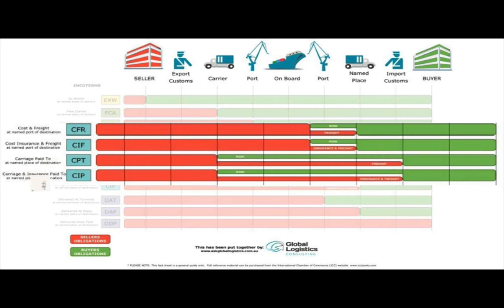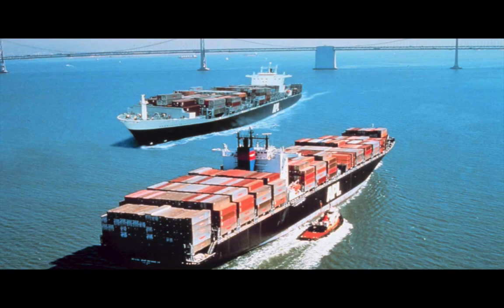And finally, we have carriage and insurance paid, and that's where the seller will pay the insurance and freight charges all the way to import customs, even though the buyer will bear the risk of loss. So those are your general Incoterms that if you get involved in international trade, you will certainly run into in almost every contract.